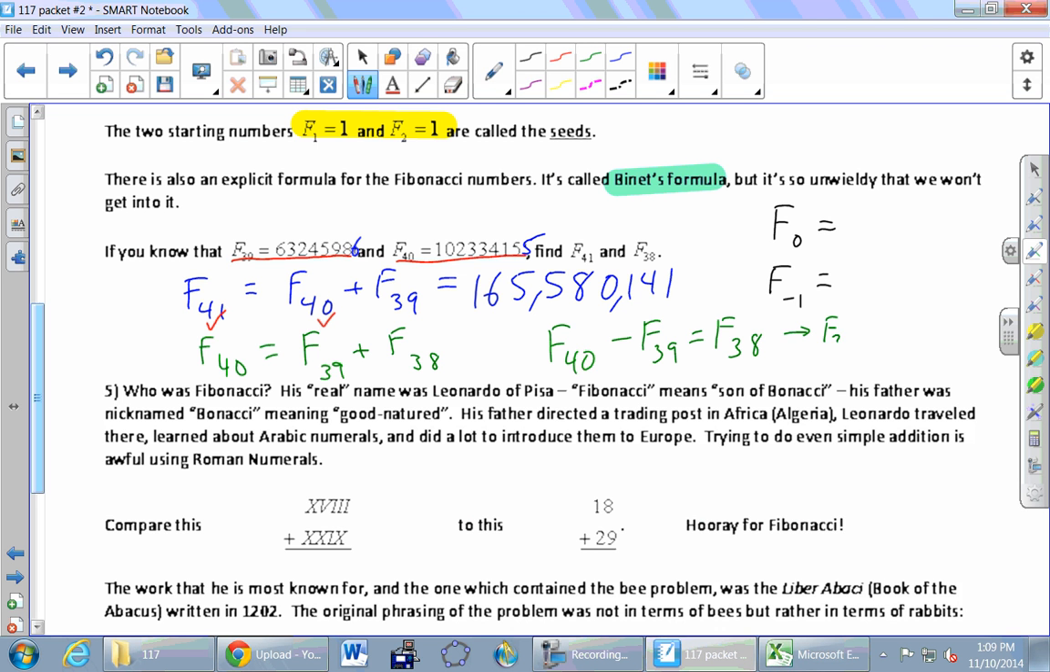Okay, somebody with a calculator? 39 million. Okay, that seems reasonable.